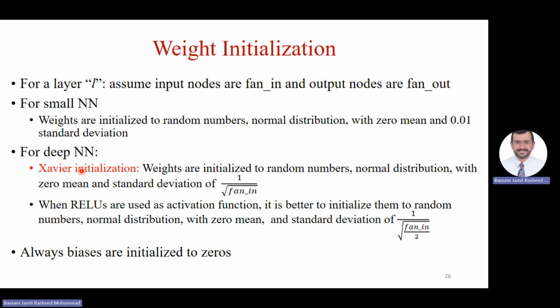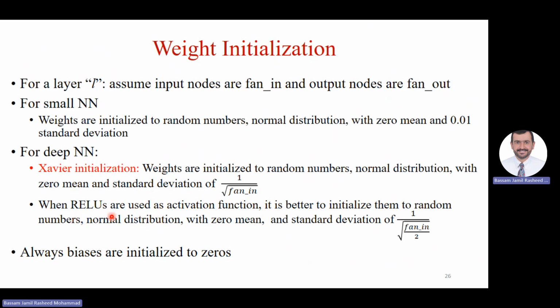Now for deep neural networks, you can initialize the weights to random numbers from a normal distribution with zero mean and standard deviation 1 over the square root of fan-in. How many inputs are getting to the node? Let's say each node receives 1,000 weights. So this becomes your standard deviation. But of course, we are not doing that.